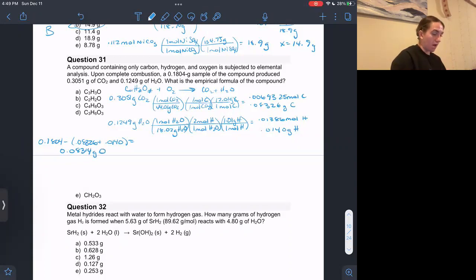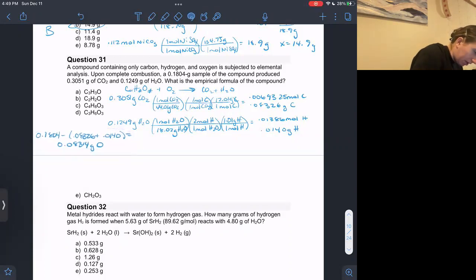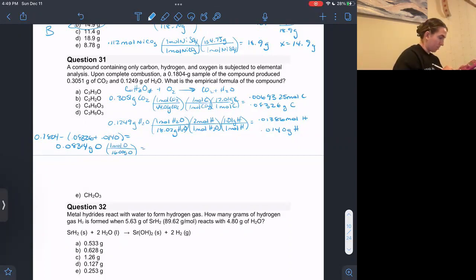Okay, so I know I have that many grams of oxygen, and then I'll convert that grams of oxygen to moles of oxygen. That's 0.005196 moles of oxygen. Now, looking at this, I have to find which mole amount is the smallest. That looks like oxygen, because that has 0.005, while carbon has 0.007-ish and hydrogen has way more than that.